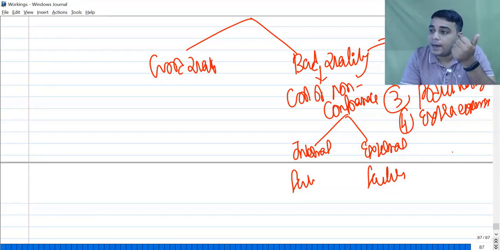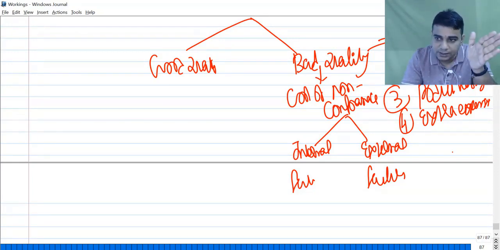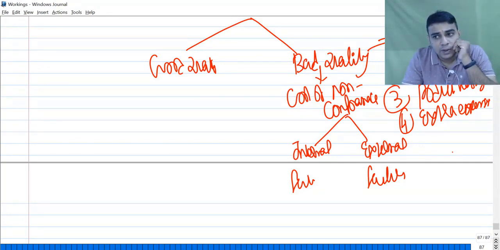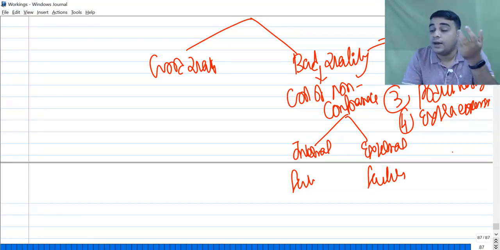External failure will have an impact on my goodwill. Internal failure does not have an impact on goodwill because you do something and ensure that it does not reach the end customer. So there's an impact on goodwill, loss of market share, loss of existing customers. You will have to give a discount on the defective sale, or you will have to sell it as a downgraded product. So all those are your external failure costs. Warranty repairs, all those are external failure costs. So one is if your product does not meet the quality standard.